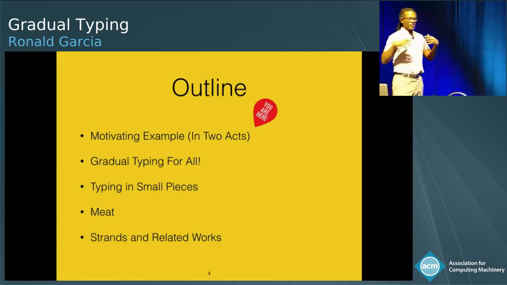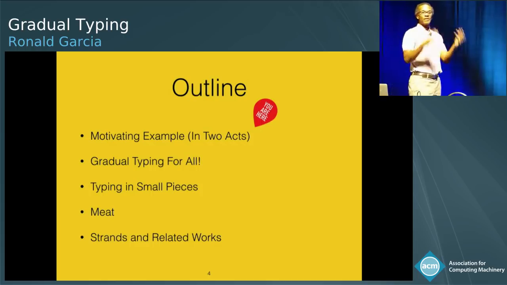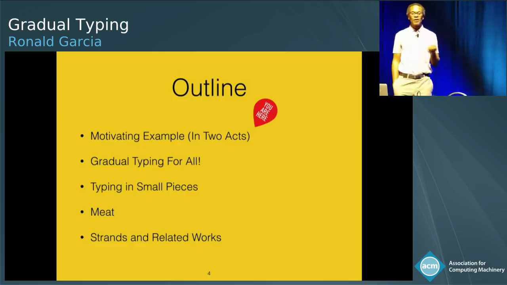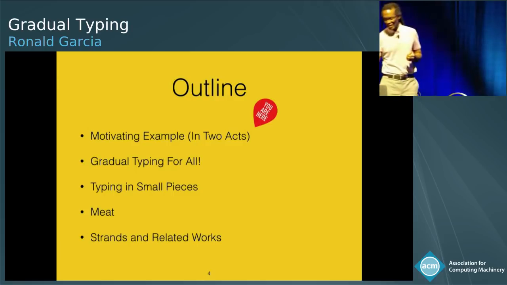So that's really gradual typing. And in this talk, what I'm going to do is try and flesh out those ideas a bit further, at least from my vantage point. And I'll do it in several parts. First I'll give a motivating example, and then I'll talk about how gradual typing is for all. We'll talk about typing in small pieces. I'll give you some meat, and then we'll talk about some strands and related works.